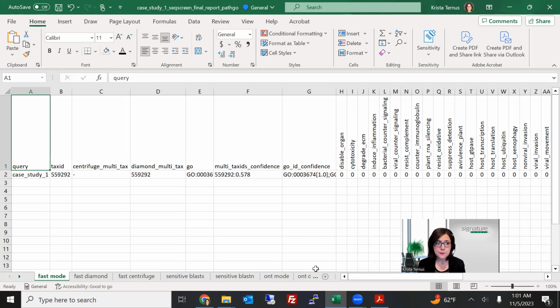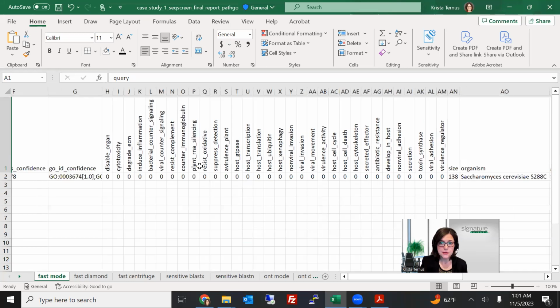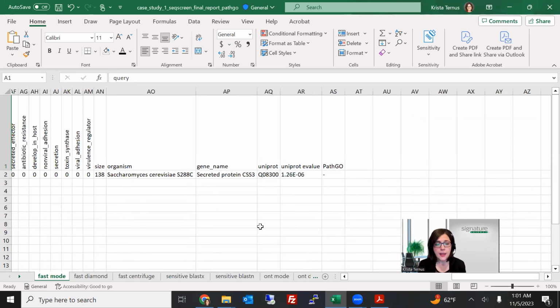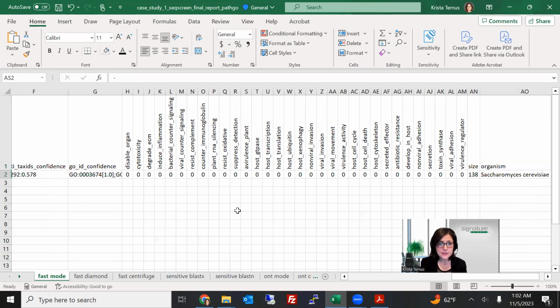Okay, so in fast mode, when we look at these outputs, we see that there was only one assignment made by Diamond, and it is a particular protein from yeast. And that protein had a pretty good E-value. It did not have any pathgo terms assigned, and there were no FunSoCs. So no obvious pathogenic functions here.